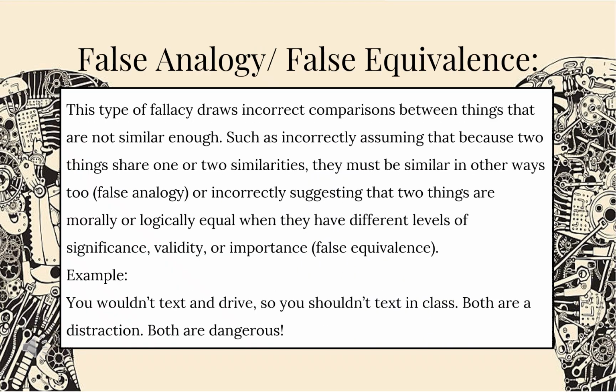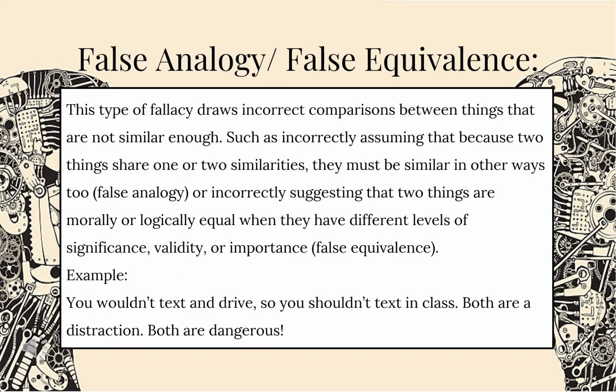False analogy or false equivalence. This type of fallacy draws incorrect comparisons between things that are not similar enough, such as incorrectly assuming that because two things share one or two similarities, they must be similar in other ways too, or incorrectly suggesting that two things are morally or logically equal when they have different levels of significance, validity, or importance.